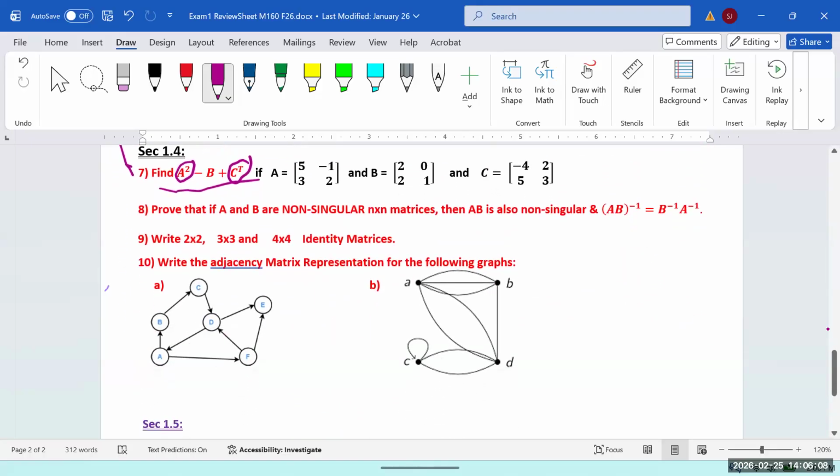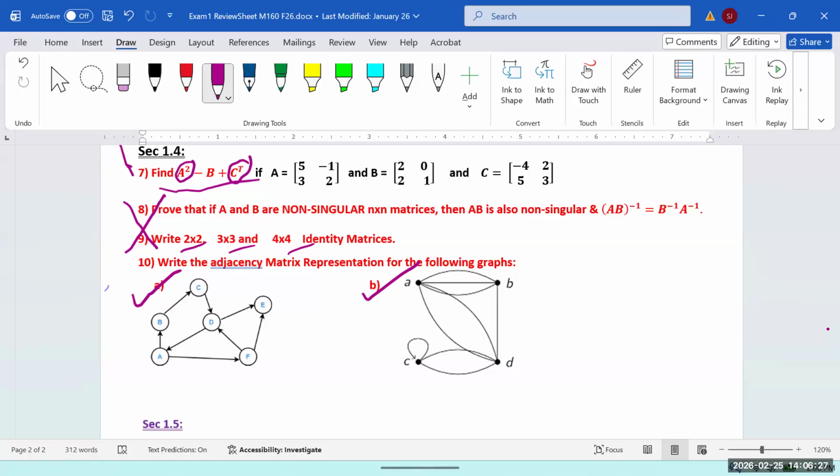You already know what is 2 by 2, 3 by 3, 4 by 4 identity matrix. So I'm not going to ask these 2, but I'm going to ask both A and B. One will be a directed and one will be an undirected graph.